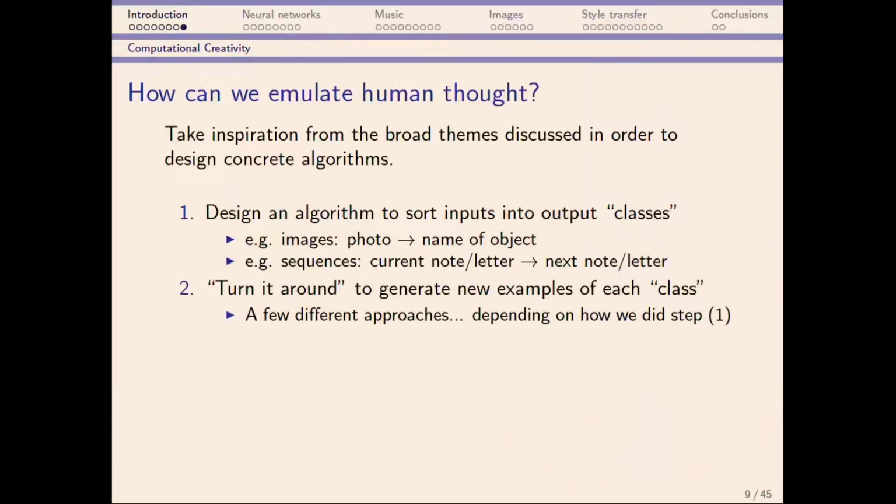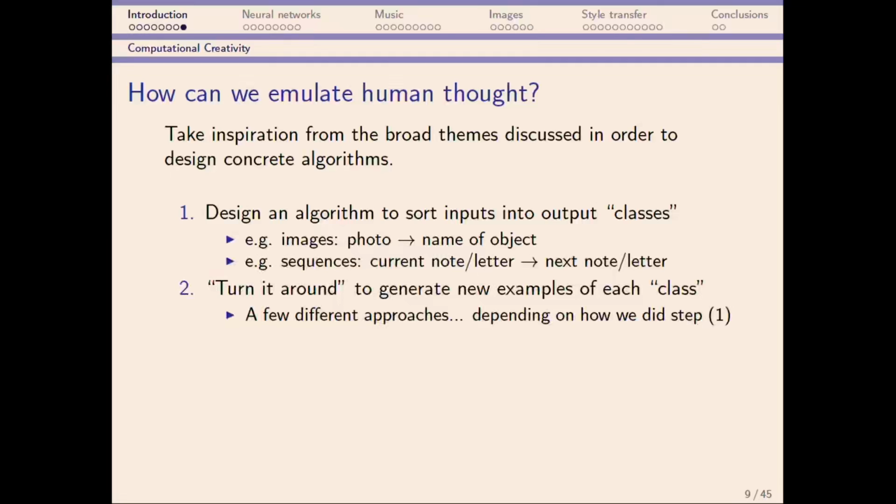So how are we going to start? How can we go about emulating human thought? Well, the overarching principle here is that we want to keep things as general as possible until as late as possible. So the human brain is very good at a huge variety of tasks. It's good at composing music, it's good at writing literature, it's good at painting artistic pictures. So we don't want to specialize into one application domain too early.